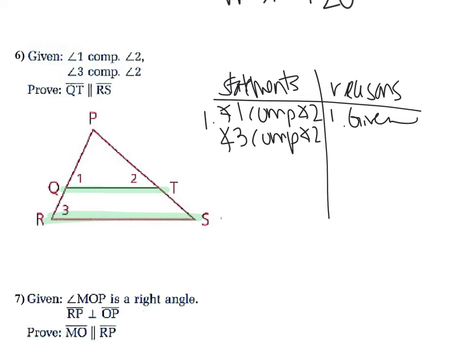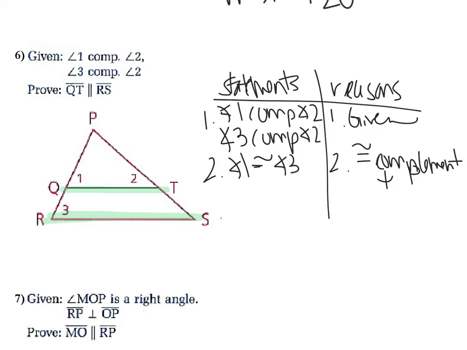Okay. So hopefully this is bringing back some memories about when angles are complementary to the same angle, they are congruent. So we can actually say that angle 1 is congruent to angle 3 by the congruent complement theorem. Okay, so let's go ahead and mark that. So we marked 1 is congruent to 3.